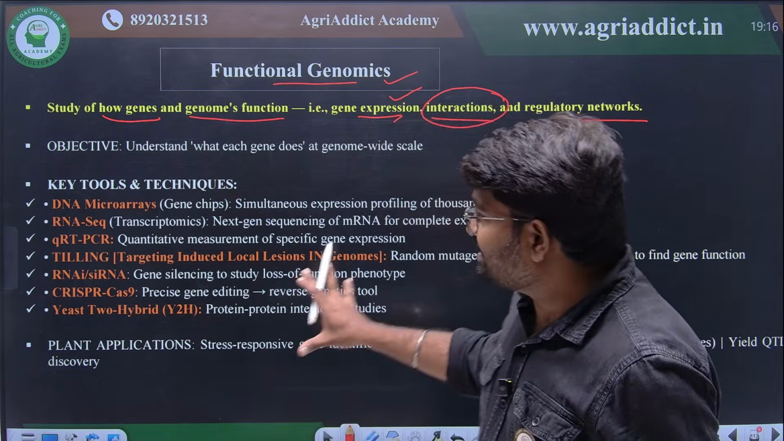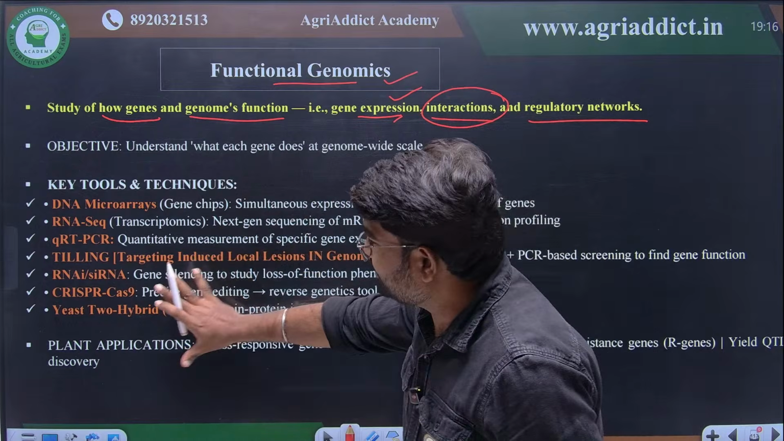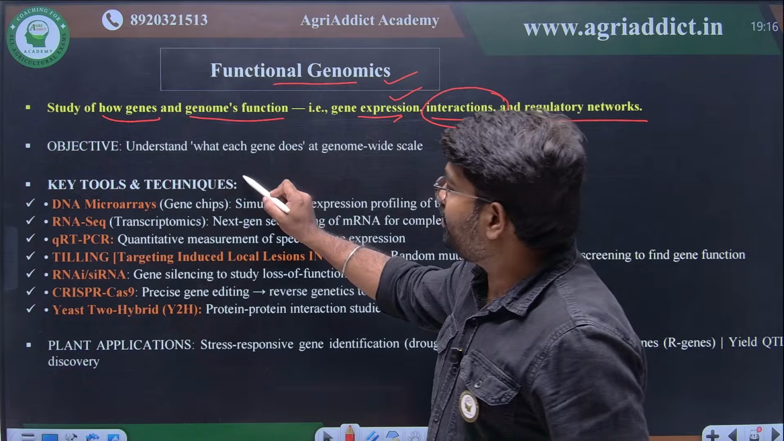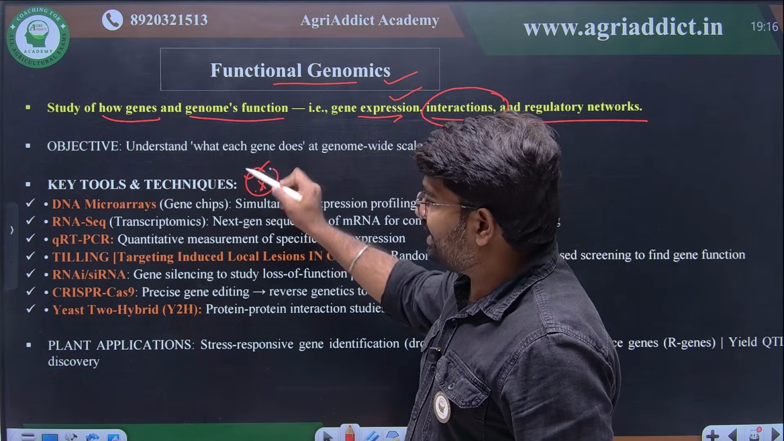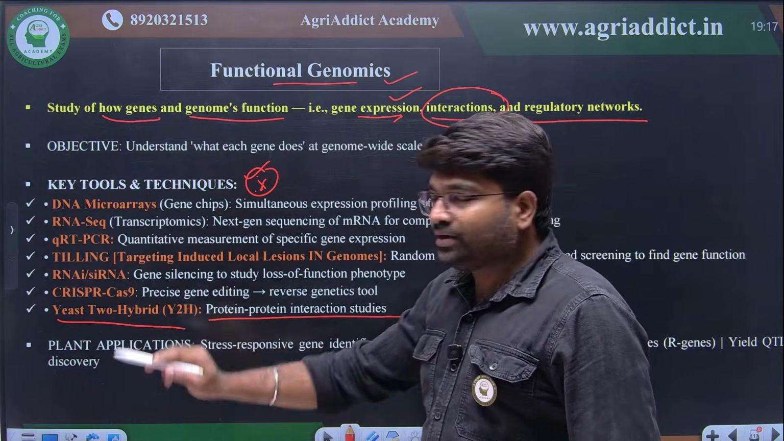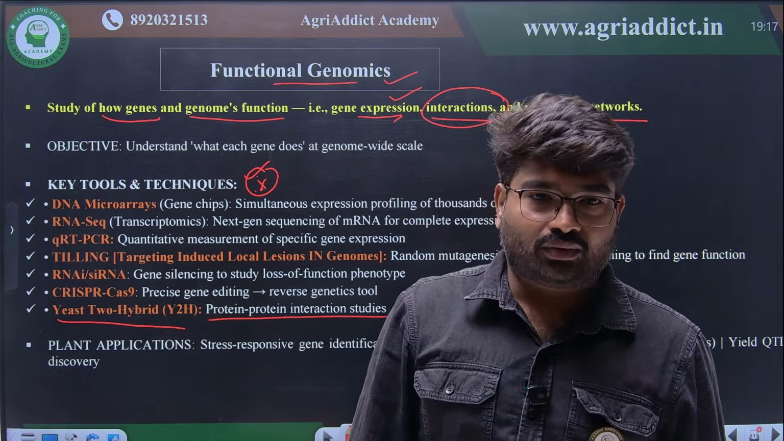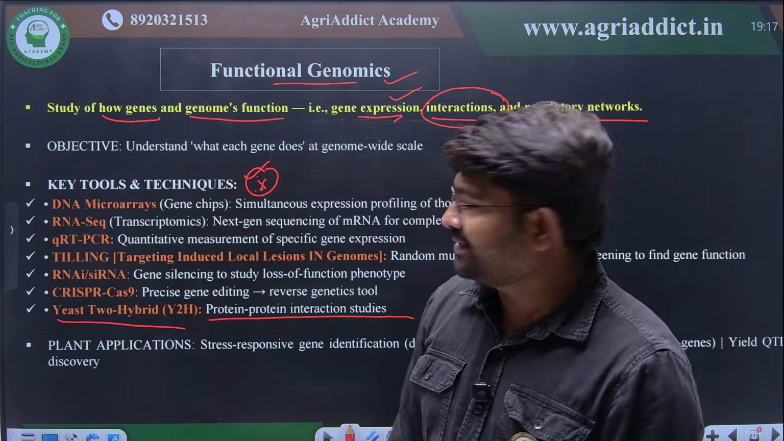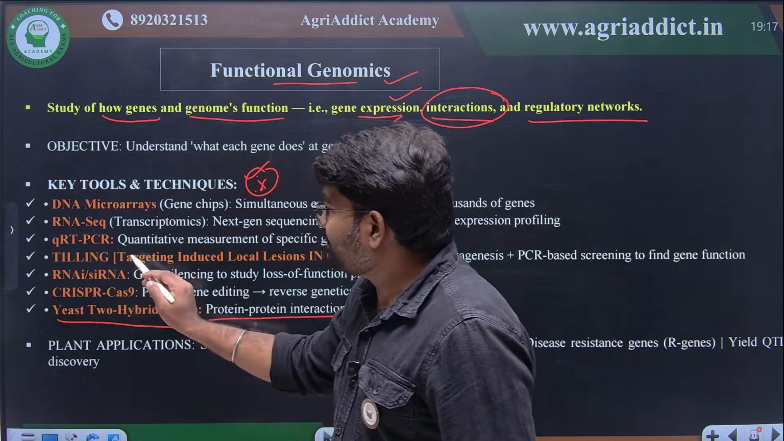Okay. You see here, I have listed the key techniques used in functional genomics. This is the key point they will ask. For example, Y2H will be used for what? Protein-protein interaction study. Then TILLING means what?